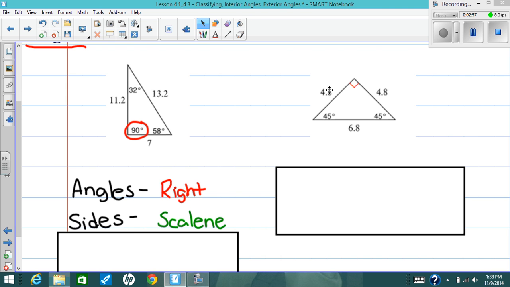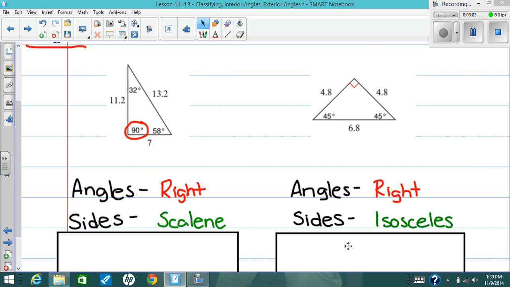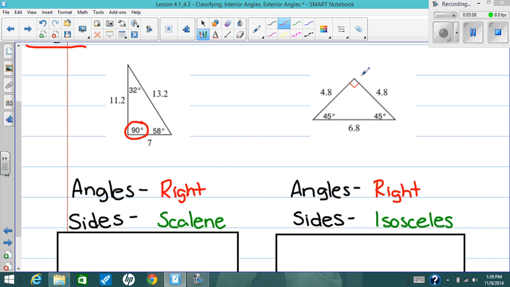This one here has 2 sides that are the same, so it's isosceles. And it also has a right angle again. So it's a right triangle. So it's a right triangle with one 90-degree angle, and it's an isosceles triangle with 2 sides that are the same length.